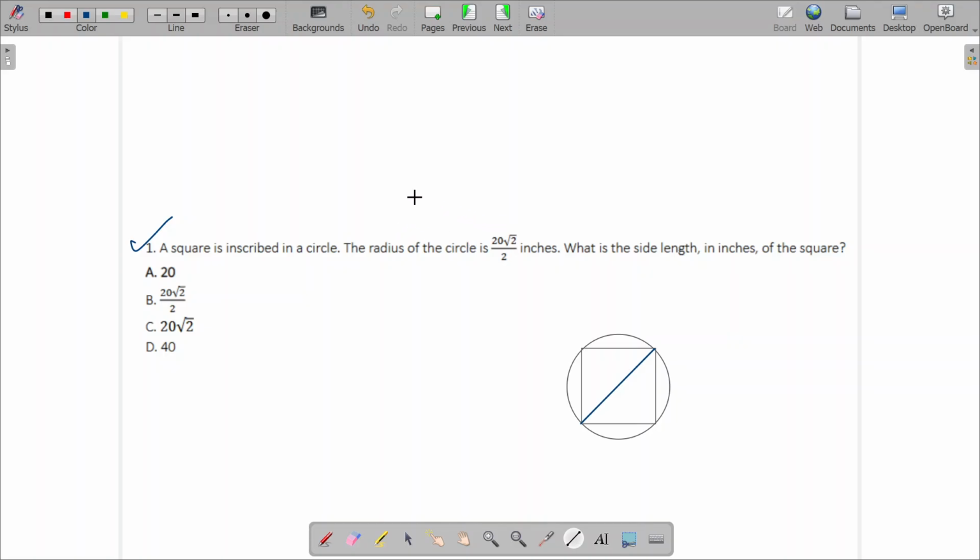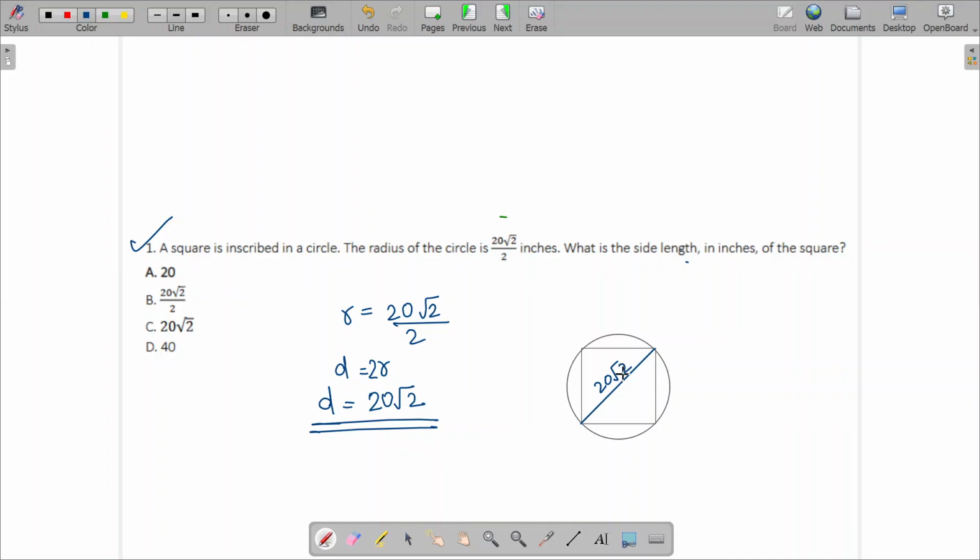What is given? The radius of the circle is given, which is 20 root 2 over 2. Always remember to write what is given. That will give you a clear picture, and you don't have to read the question again. They are asking you to find the side length in inches of the square. Now, can I say diameter is nothing but twice the radius? So if the radius is 20 root 2 over 2, the diameter would be 20 root 2. The diameter means the diagonal of the square is 20 root 2.